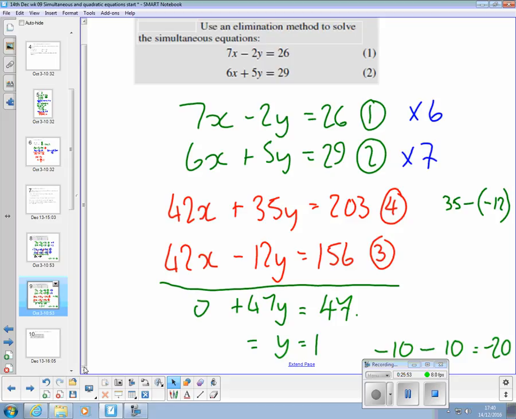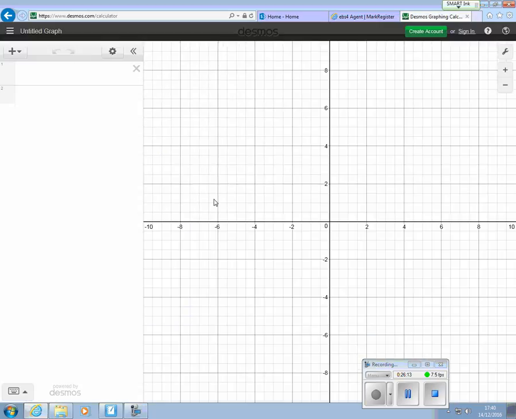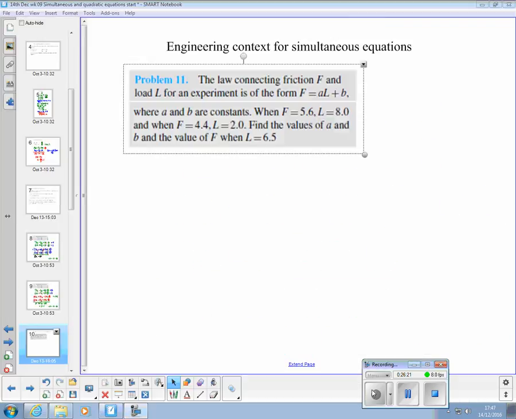Now you can substitute that into either of the other two equations to find x. Oh, I've jumped ahead of you guys, have I? You want to write that down here? When you're ready.